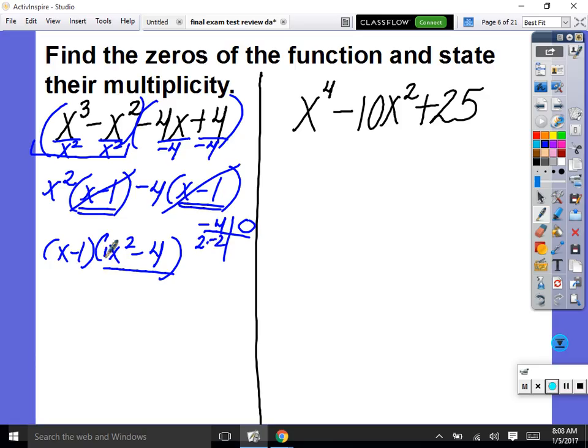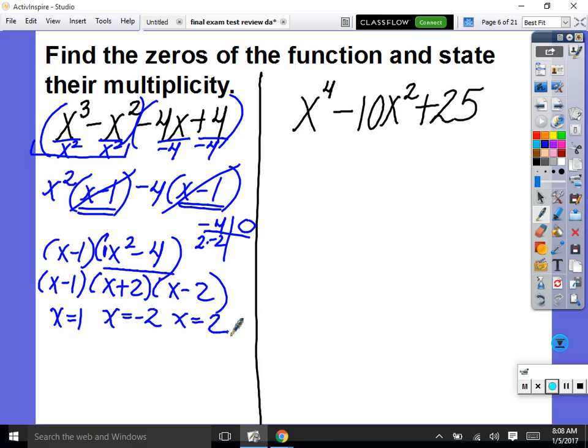We can quickly factor it, so our leading coefficient is 1. So we have x minus 1, and then this piece factors to be x plus 2 and x minus 2. So we just solved by factoring. Well, we're not done solving, but we're going to solve by factoring. We factored it, so we get x equals 1, x equals negative 2, and x equals 2. Correct, everybody? No multiple roots there.